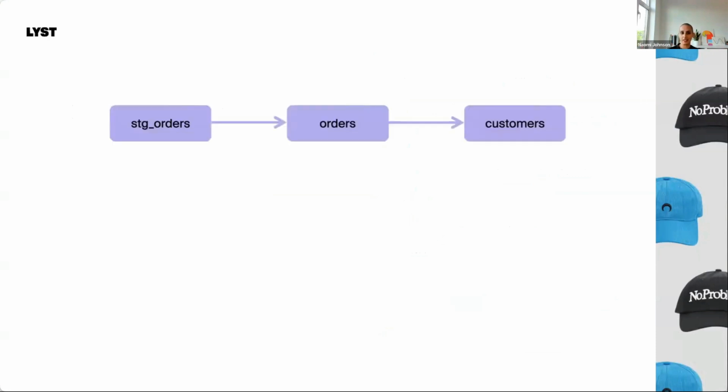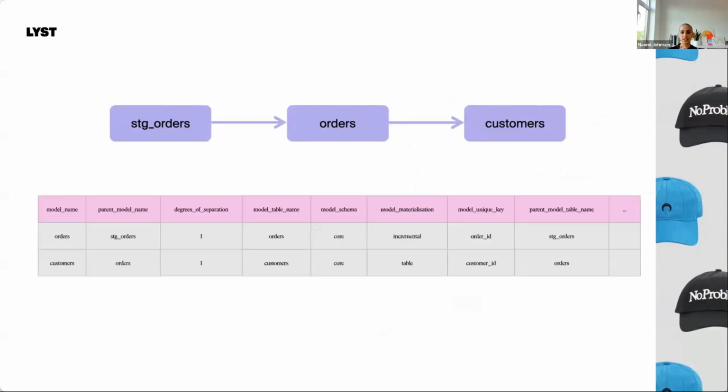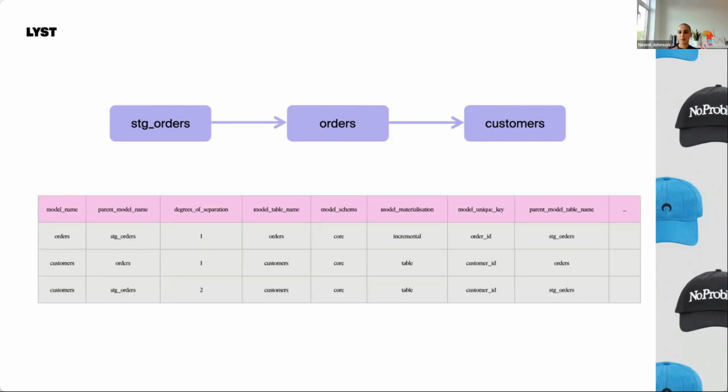So to give you an example, you may have an order staging table, which feeds into your orders table, which in turn feeds into your customers table. So this is the full DAG. And the graph variable will give you the first level children. So it will tell you that stage orders feeds into orders and the orders feeds into customers. And then the recursive join will then loop through every join and allow you to list out the second and so on degrees of separation.